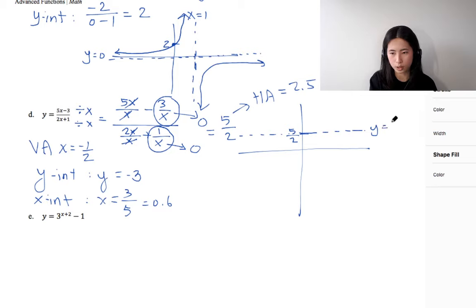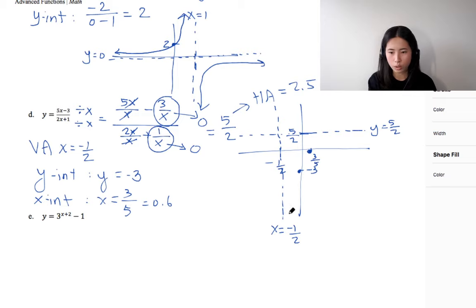So y is equal to 5 over 2. That's our horizontal asymptote. Vertical asymptote is negative 1/2, so that's going to go right here. Sorry, yeah. x is equal to negative 1/2. Y-intercept is negative 3, so that's right here. Right? 0 comma negative 3. And then your x-intercept is going right here, 0.6, which is 3 over 5.